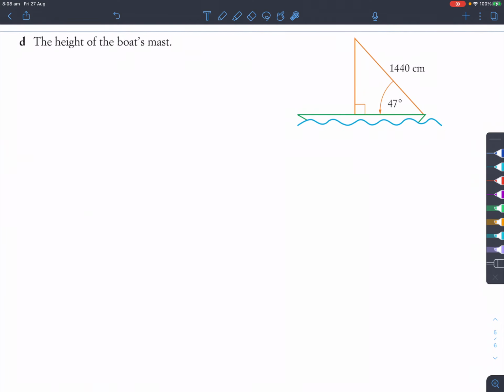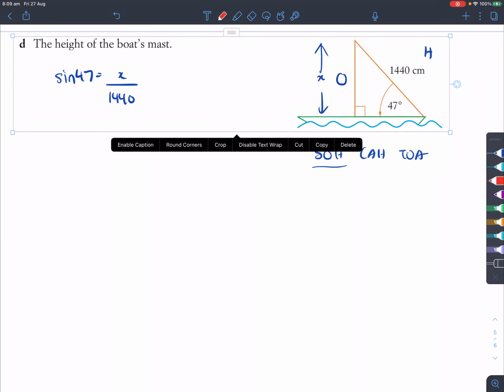Question D. The height of the boat's mast. Okay. So this mast is attached to the boat, and so you want to find out how high this mast is, but you're given this length. That's the hypotenuse. So I'll call that h first. The height of the mast is opposite this angle, so we'll call that O. So using SOHCAHTOA, we're basically forced to use the sine ratio. So sine of 47 is equal to, we'll call this x here, over 1,440.